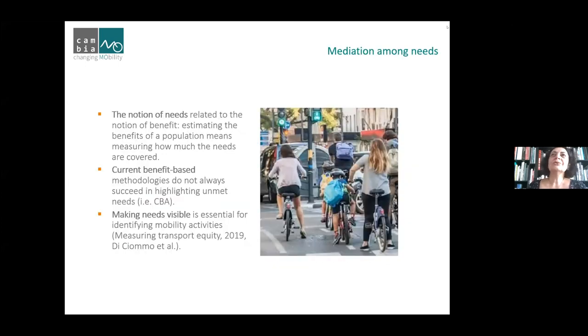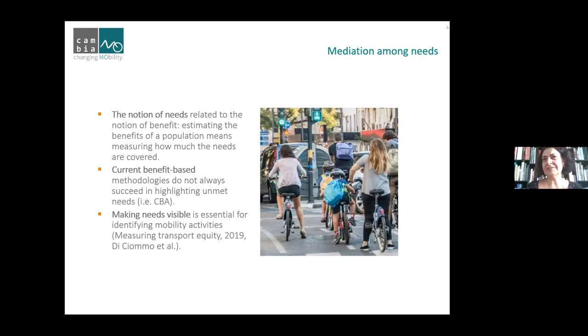So how to mediate, what is the notion of needs? It is very related to the notion of benefit. So we don't move too much from the cost-benefit basis, if you want. And estimating the benefit of a population means measuring how much the needs are covered. And the current benefit analysis is not able to highlight the unmet needs.